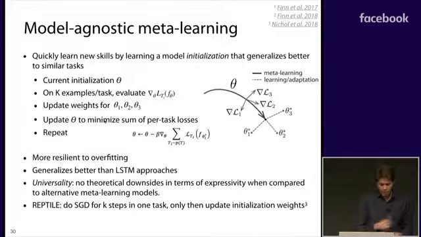Okay. And more recently, Reptile was released. That's a more scalable version of this that uses stochastic gradient descent. So instead of actually doing this thing every step, it does k steps for one task and only then updates the weights. So it's a bit more scalable.